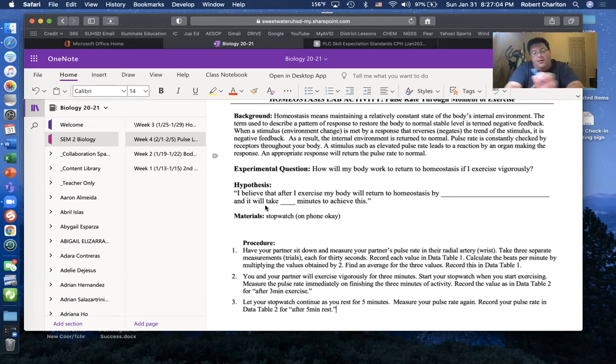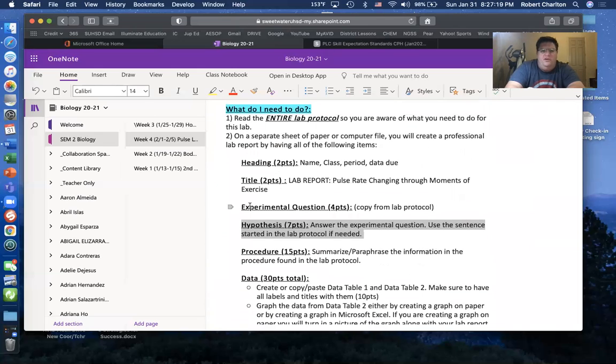And how many minutes do you think it'll take for you to come back down to a regular heart rate? 2 minutes, 5 minutes, 10 minutes, 20 minutes, who knows? Okay, you're taking an estimated guess based on what you already know about your body. Okay, so we'll do those together.